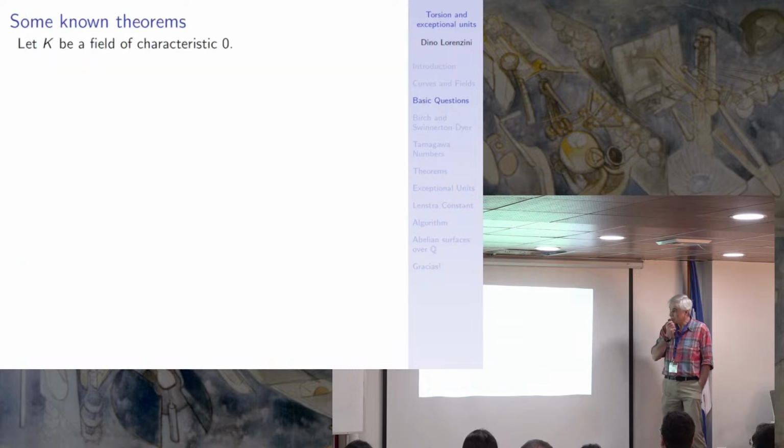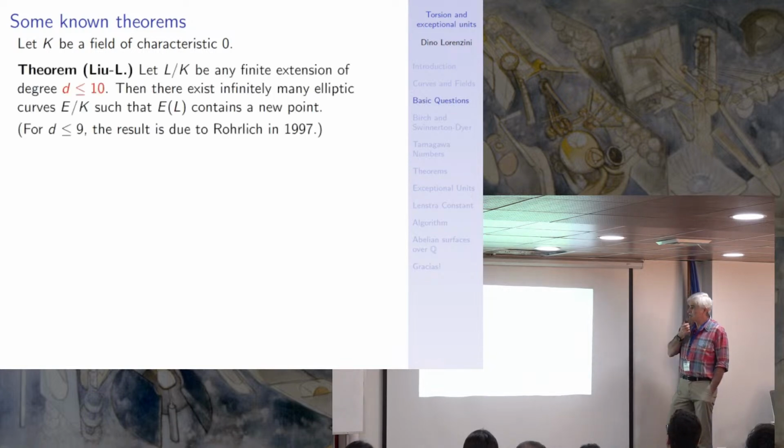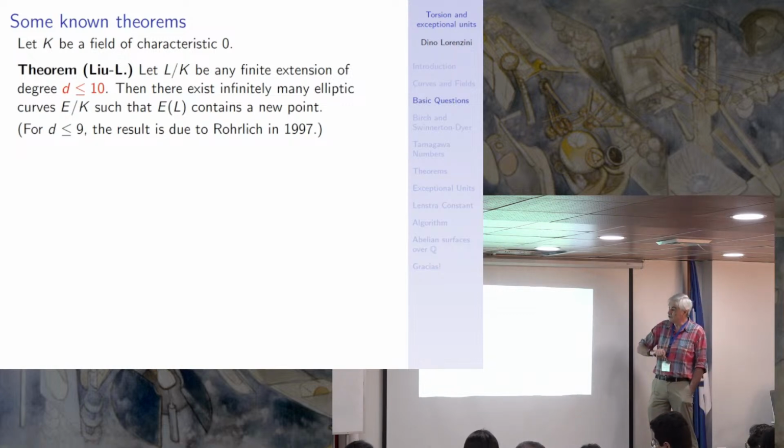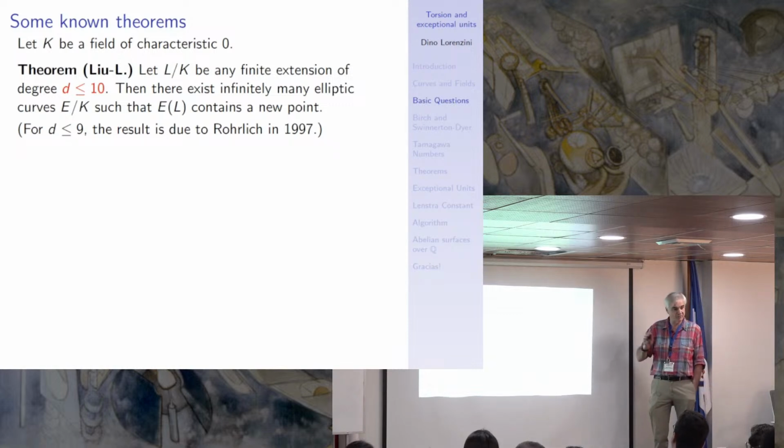Okay. So I'm going to state everything for fields of characteristic 0. It gets a little more difficult if you do small characteristics. All right, so the first theorem that I know, which is with Qing Liu in Bordeaux, you fix a finite extension of degree at most 10. Then you can prove that there are infinitely many elliptic curves over that field, such that contains a new point over that field of degree at most 10. Right? So this is the best we can do in complete generality.